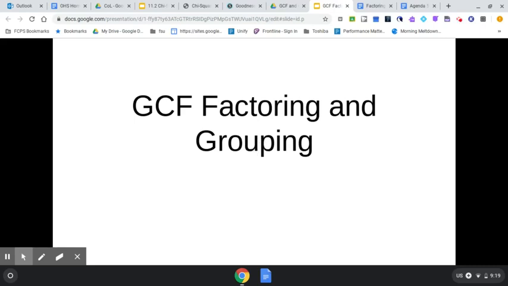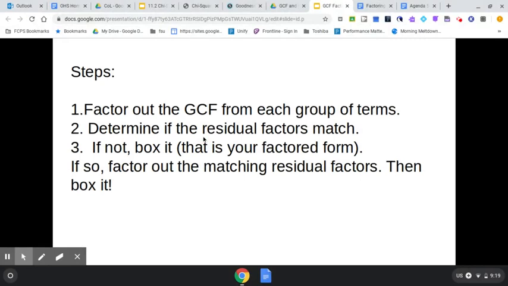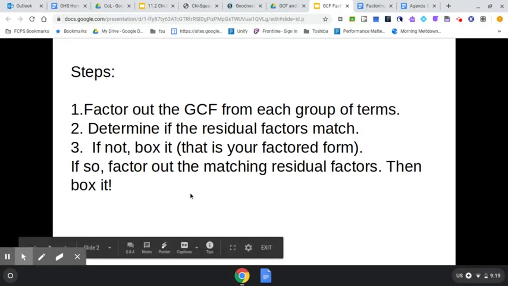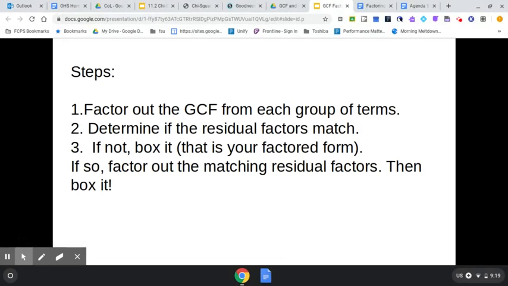Okay, today we're going to build on GCF factoring and transition to factor by grouping. So I listed out some steps that you're going to follow. First, we're going to factor out the GCF from each group of terms. Step number 2, determine if the residual factors match.